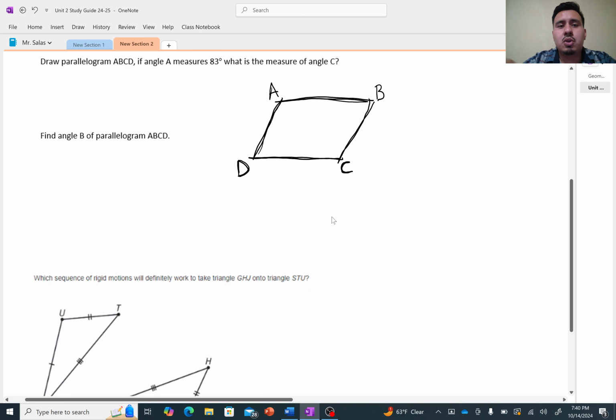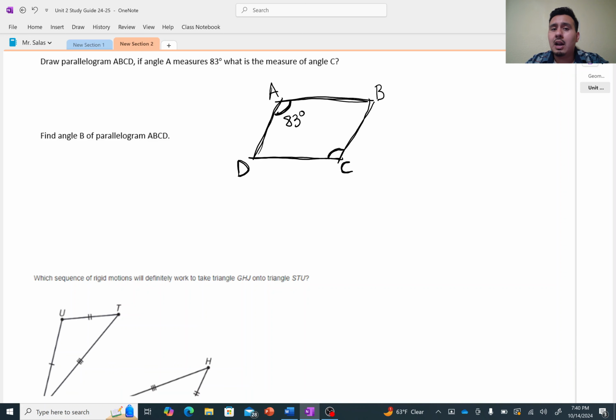So now we're being told that angle A measures 83 degrees. If angle A measures 83 degrees, what is the measure of angle C? Well, we know that opposite angles in a parallelogram are congruent. Well, we don't have a conjecture that necessarily says that. The conjecture actually says opposite sides or opposite parts of a parallelogram are congruent. When we mean parts or when we say sides, that includes the angles as well.